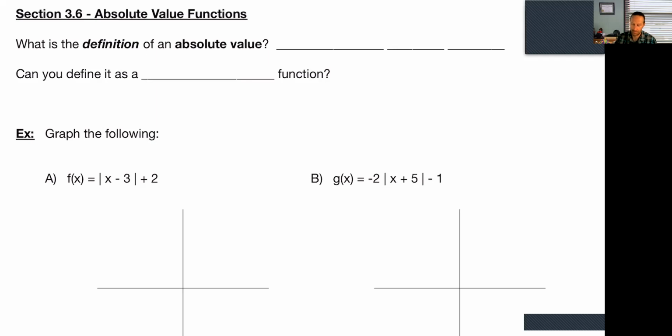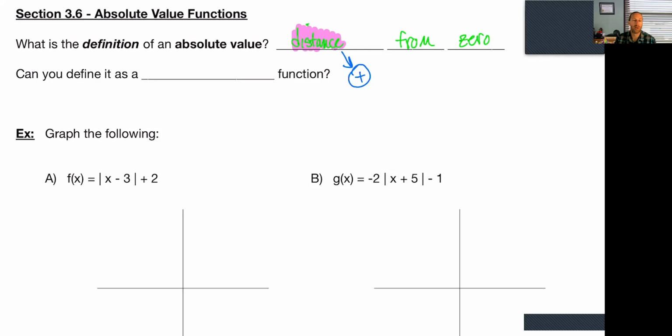And that is the distance from 0. That's it. That is the definition. And there is one key word there, the distance. That, my friends, is what causes absolute values to always yield a positive. Because as you hopefully know, distance can never be negative, always positive.